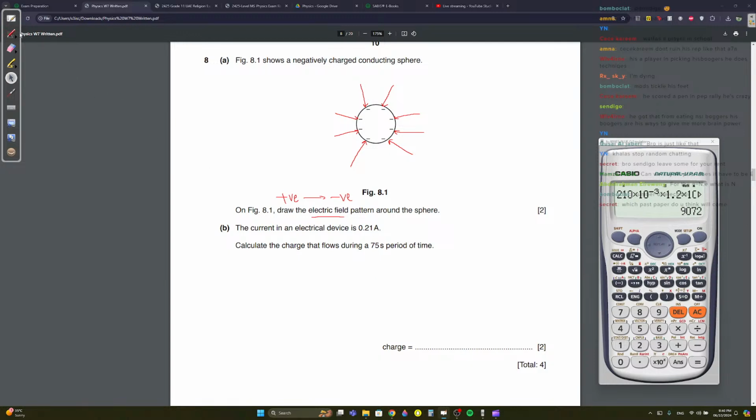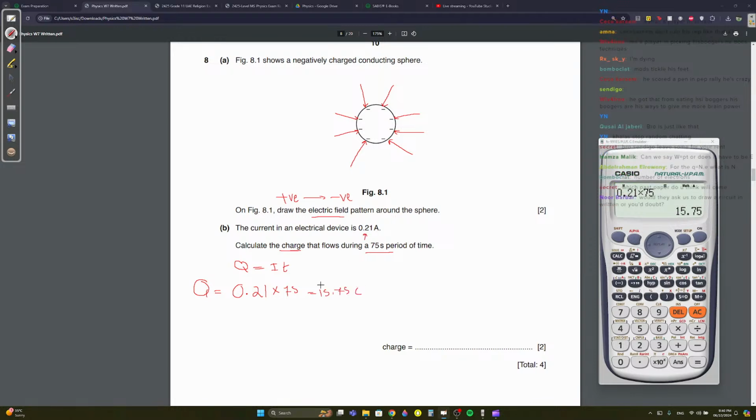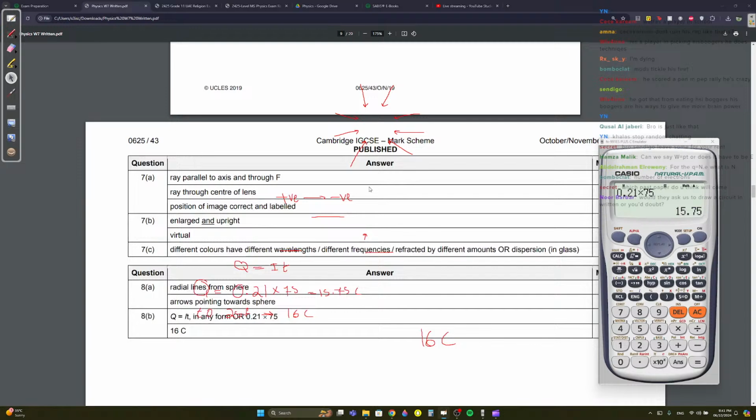The current in an electrical device is 0.21 ampere. Calculate the charge that flows during a 75-second period of time. Charge is Q equals I T. The current is already given in the units we want, so it's very easy. Current is 0.21, the time is 75, and 0.21 times 75 is 15.75 coulomb, but they want it to two significant figures. It's going to be 16 coulomb. Don't forget the unit.